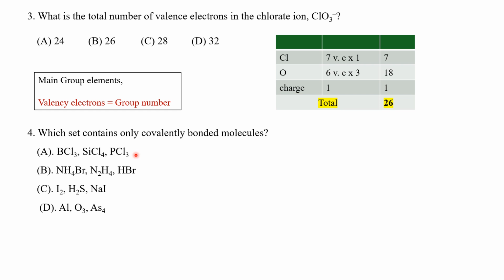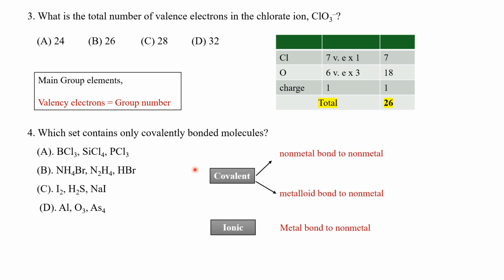Next question. Which set contains only covalently bonded molecules? The theory is covalent and ionic. Covalent is non-metal bonded to non-metal. They are covalent. Or in another case, metalloid bonded to non-metal, they are also covalent. Ionic means metal bonded to non-metal, we call ionic compounds. Covalent compounds include no metal.